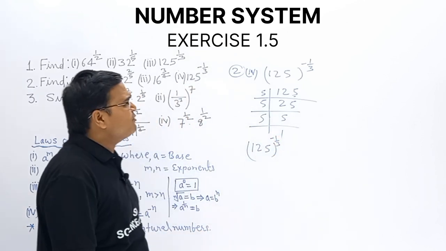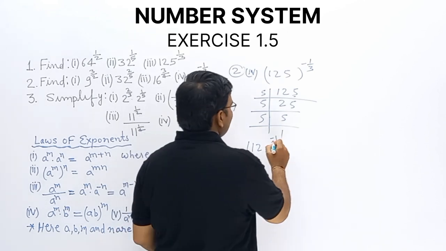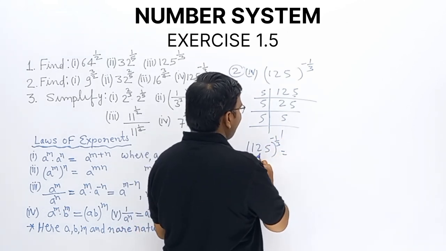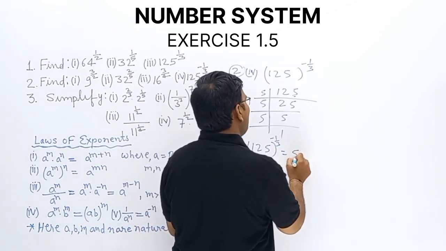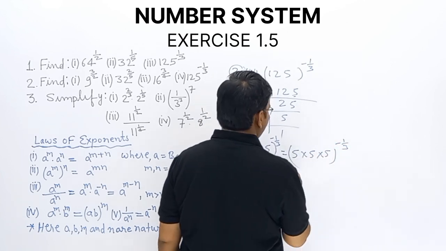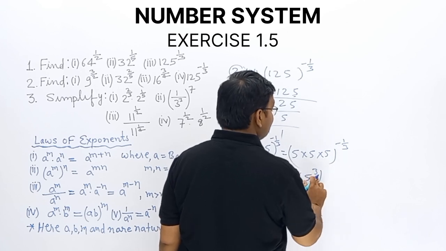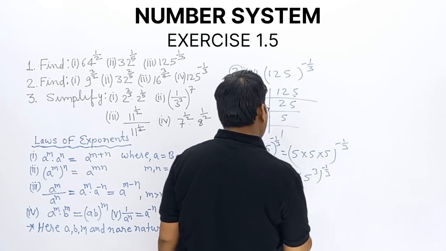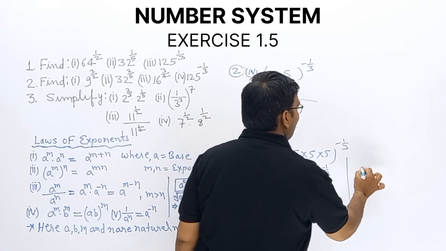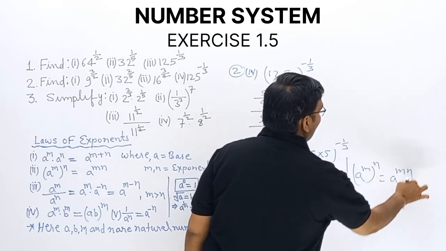125 whole power minus 1 by 3. Don't worry about the negative sign. Don't worry about the negative sign, keep it as it is. What are the factors of 125? 5 into 5 into 5 whole power minus 1 by 3. Now 5 whole power 3. 5 power 3 whole power minus 1 by 3. Now apply a power m whole power n. What is this? A power mn.